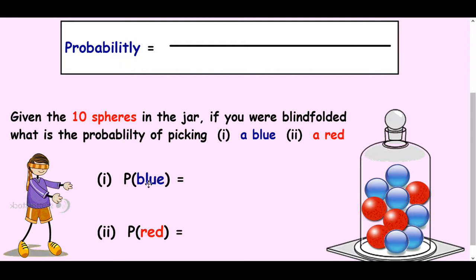Now notice the notation here. I don't write what probability of blue equals. It's P for probability and then bracket, and whatever you're trying to find goes in the bracket. There's P of blue there and P of red.